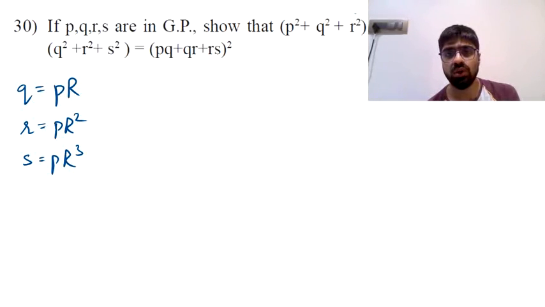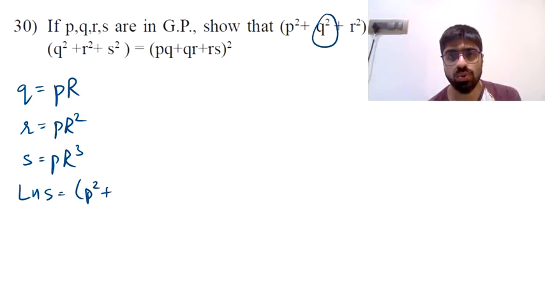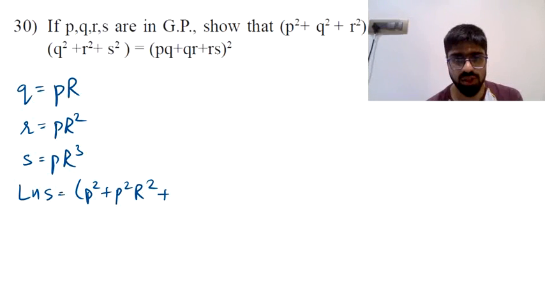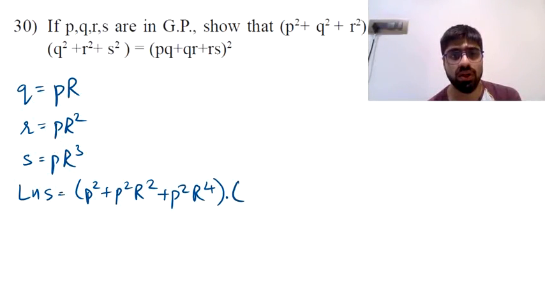And with that, we will try to evaluate whatever they have given to us on the left hand side. So on the left hand side, it is P square plus Q square, we will write it as P square R square, plus we have R square, which we will prefer to write as P square R power 4, multiplied by we have Q square, which is P square R square, plus we have R square, which will be P square R power 4, plus we have S square, which will be P square R power 6.